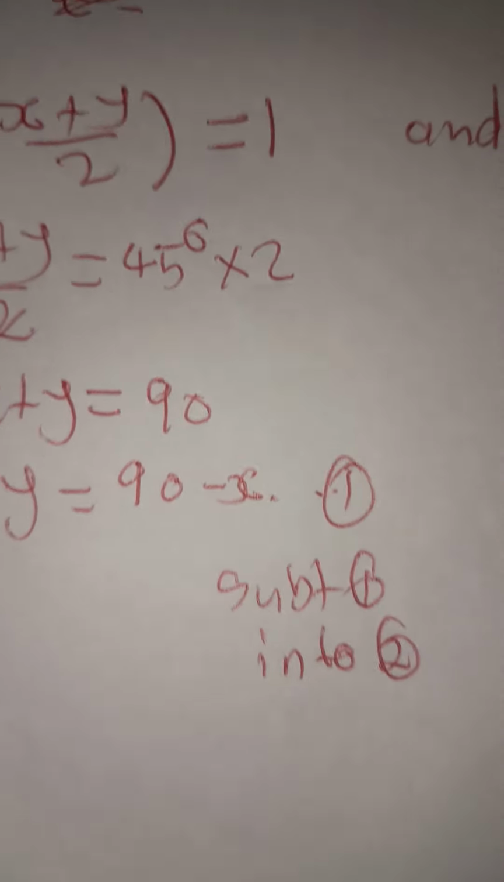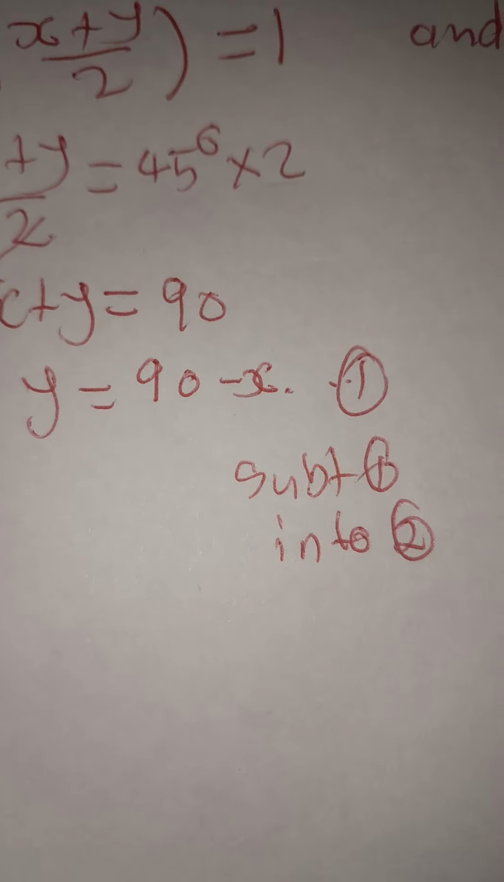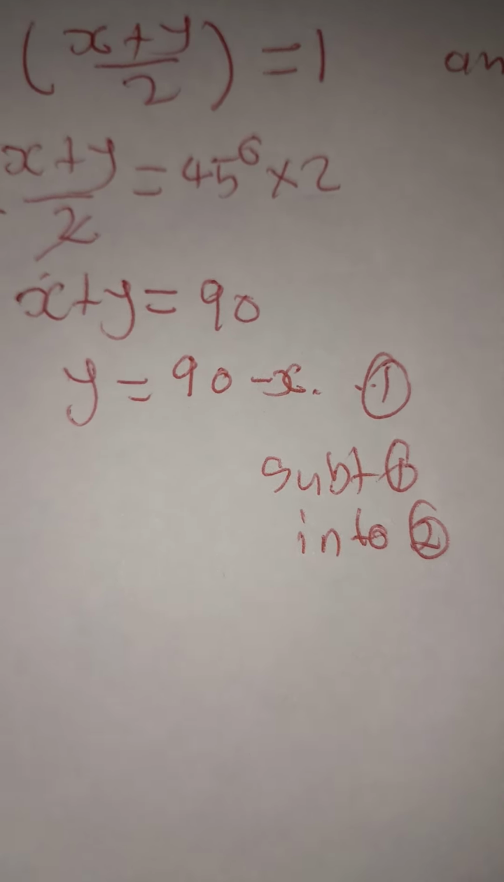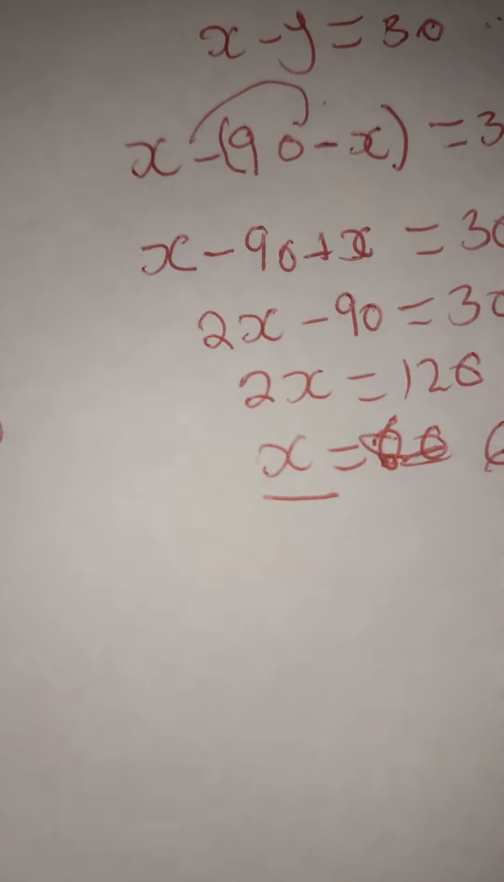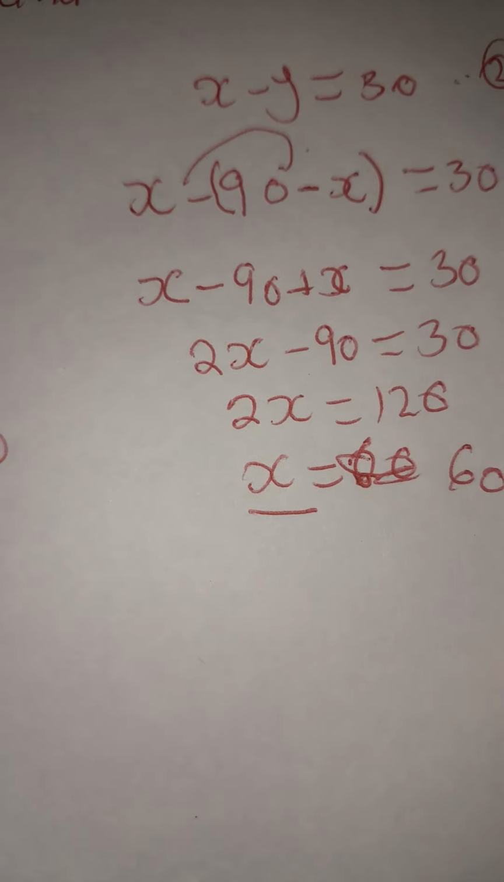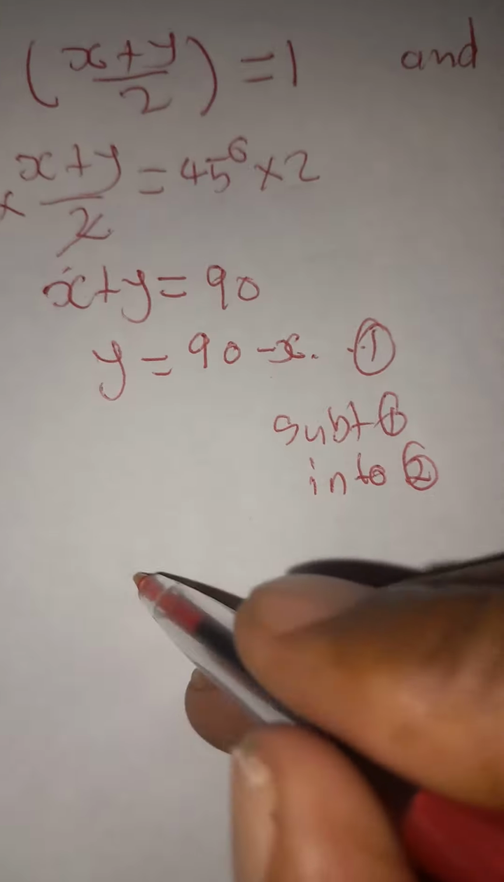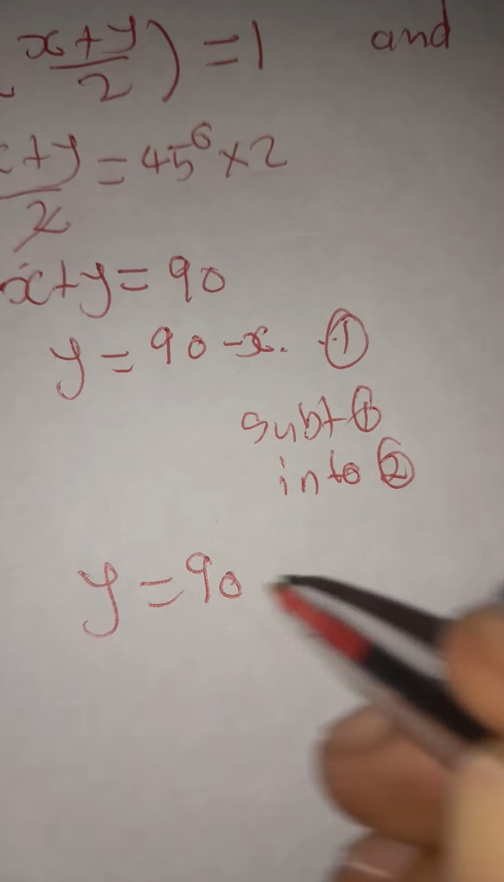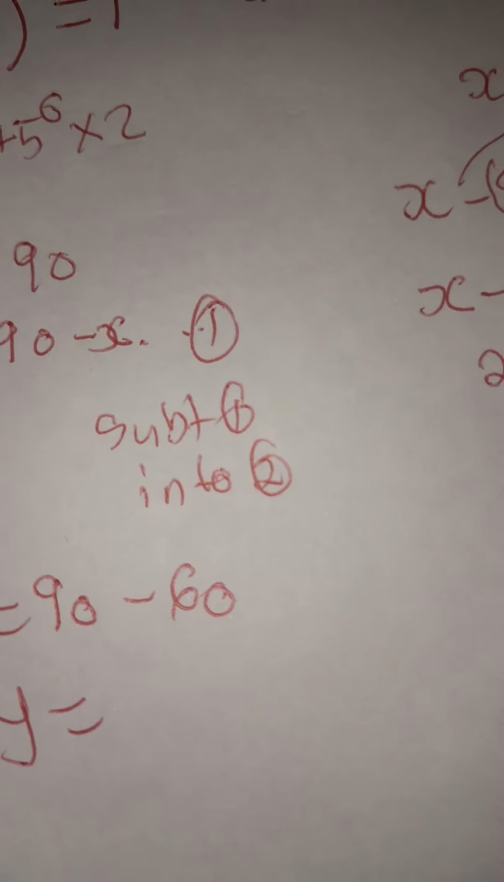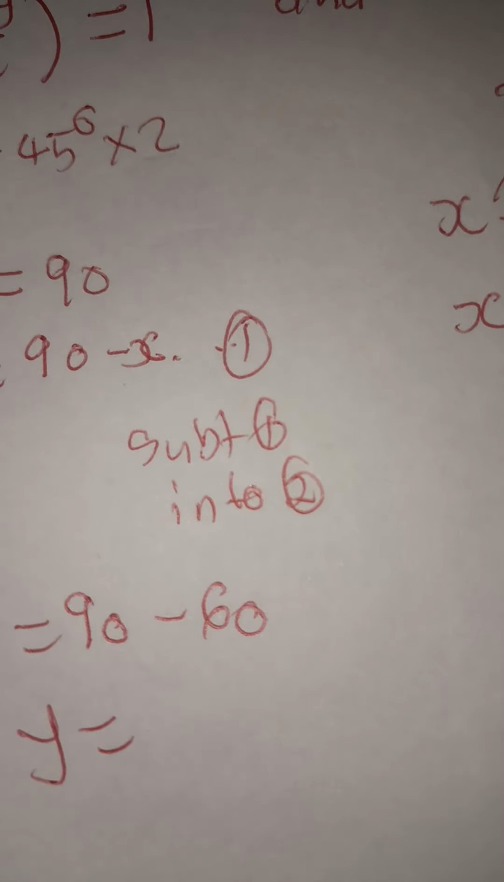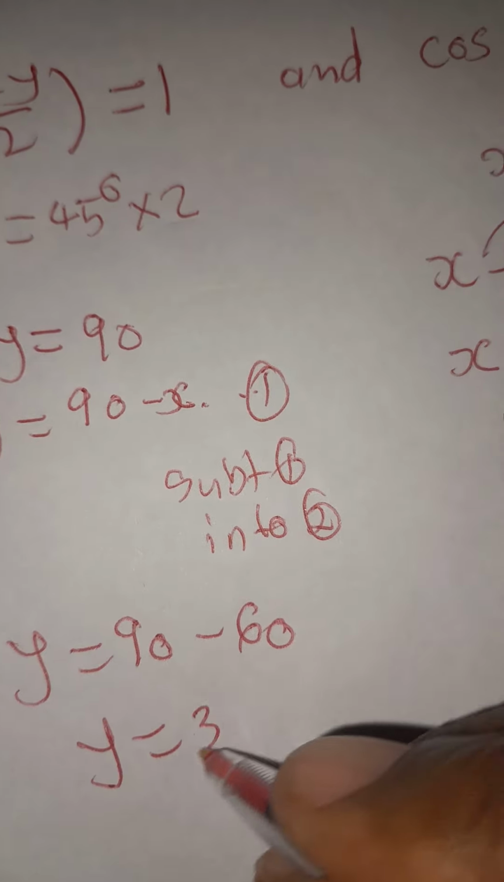Then to check or to make a confirmation, you go back to the original equation. Remember that we are not done. We already have x only. So to get y, what are we going to do? We are going to say 90 subtracted by 60. What is 90 subtracted by 60? That's 30. So we are going to have 30.